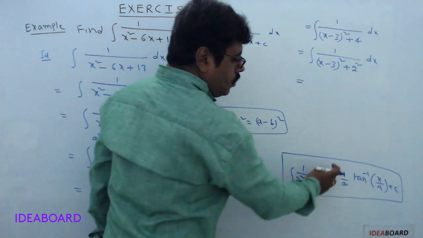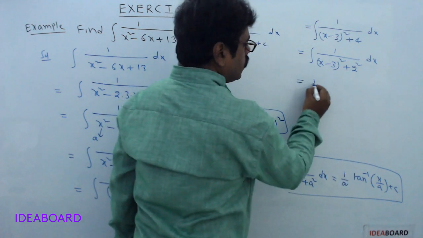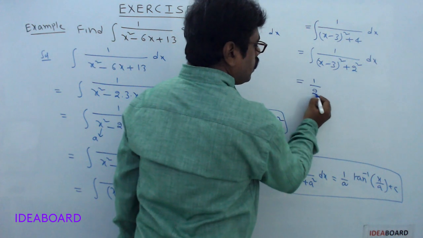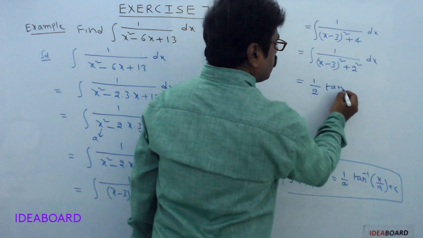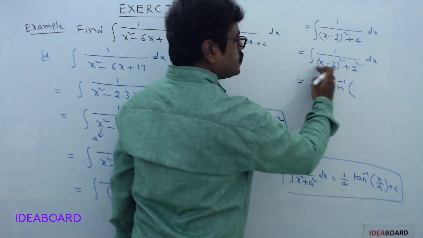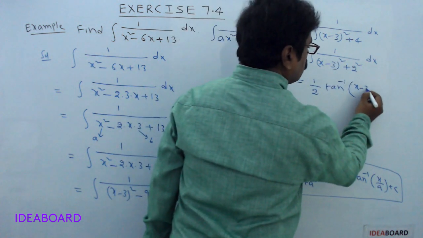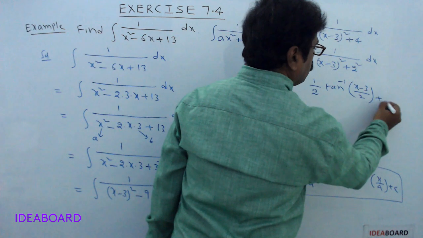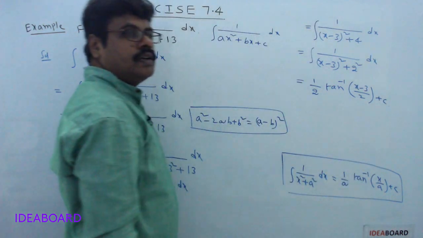Now this is equal to 1 by a, that is 1 divided by 2, tan inverse of x divided by a. Here x is x minus 3. So (x minus 3) divided by 2, plus some constant c.